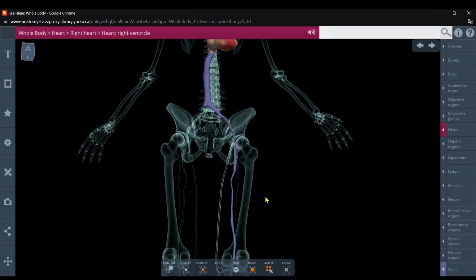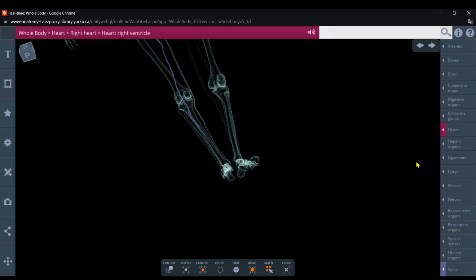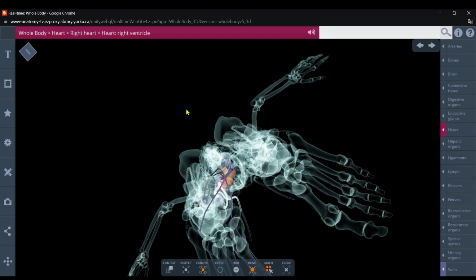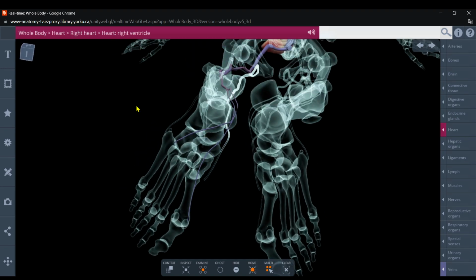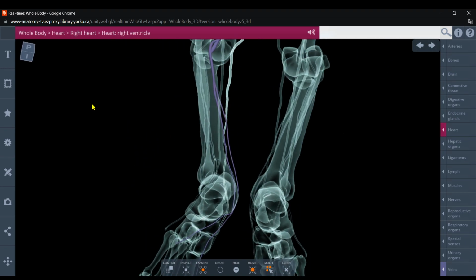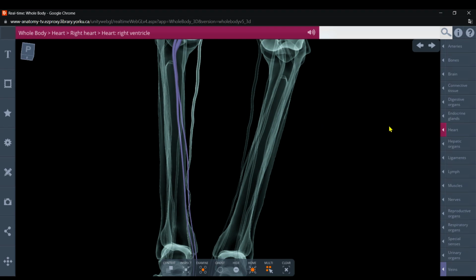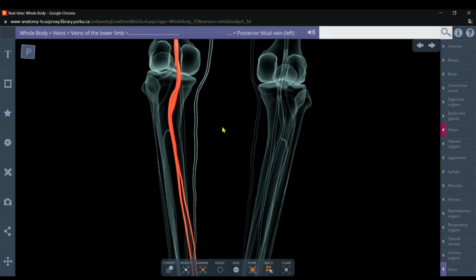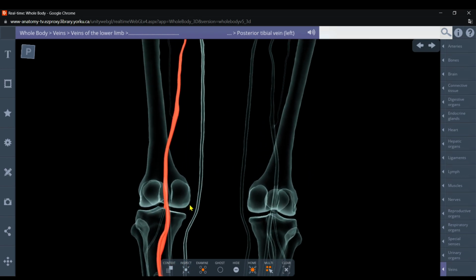So let's examine our pathway of blood from the bottom of the foot. From the plantar surface of the foot, if I actually zoom in here, you're going to have our medial and lateral plantar veins, which drain into the actual posterior tibial vein. And from the posterior tibial vein, you're going to carry on into the popliteal vein.